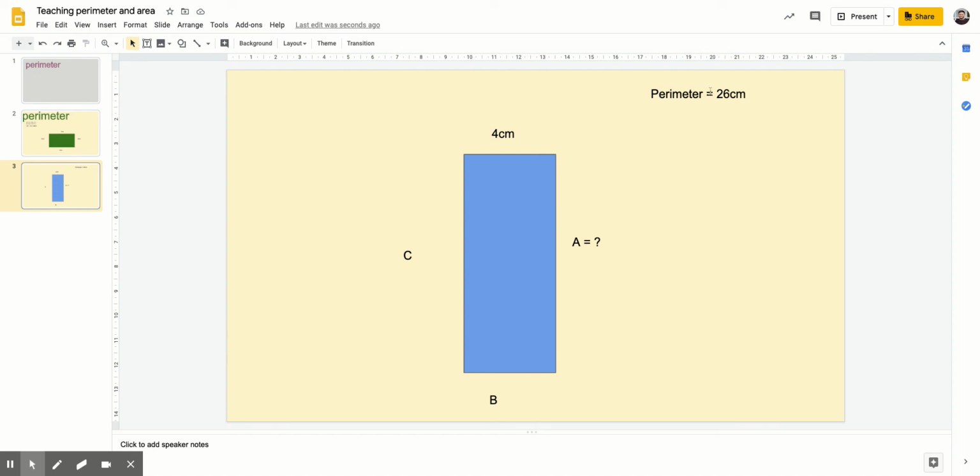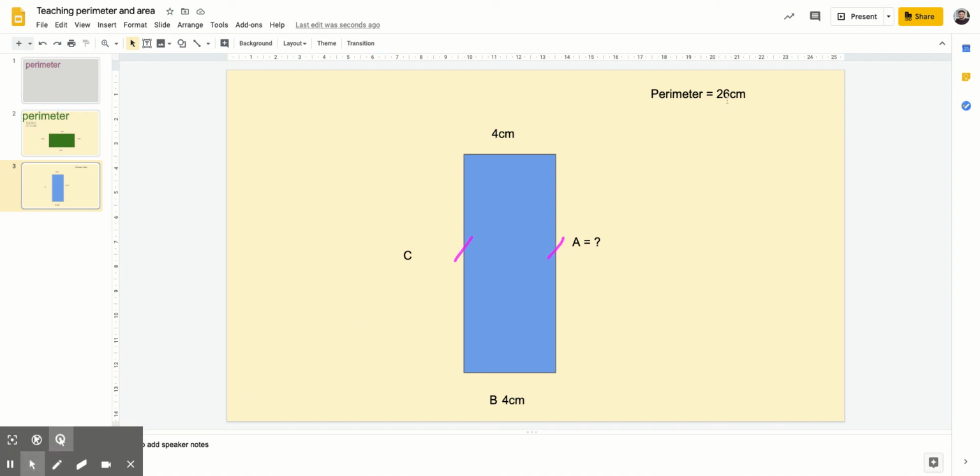So I know 26 is the measurement around the entire outside edge of this rectangle. I know it's the total, let's say. I know this side is 4 centimeters. Now, if I know that's 4 centimeters, I also know B equals 4 centimeters too. So now I'm left with A and C. Now I know that on a rectangle, these two sides are the same length, the same measurement.